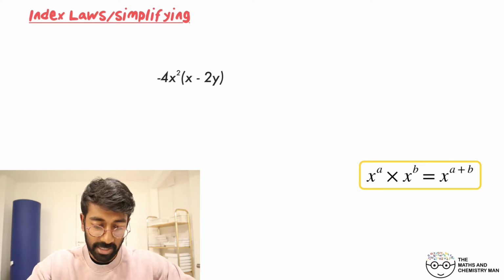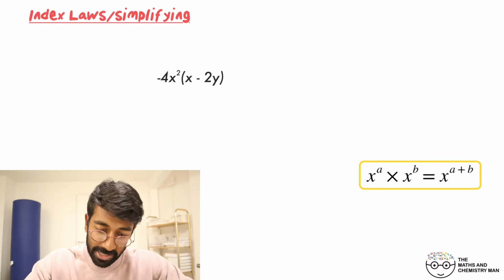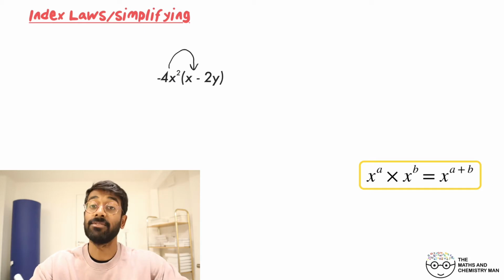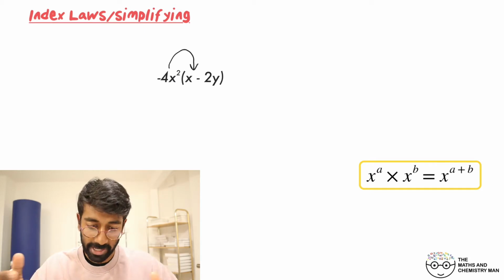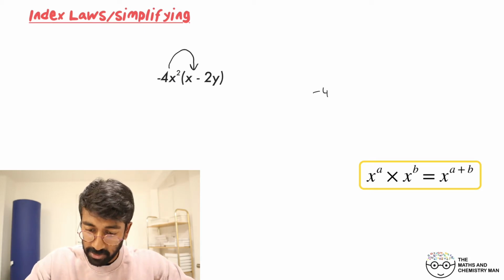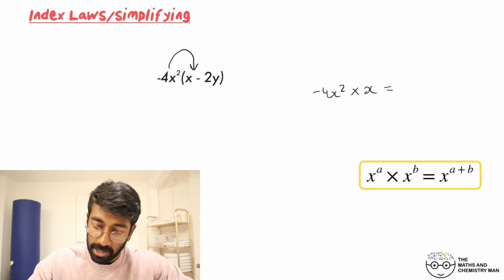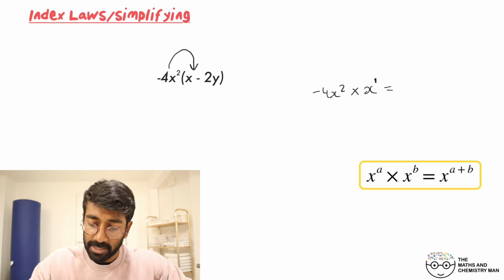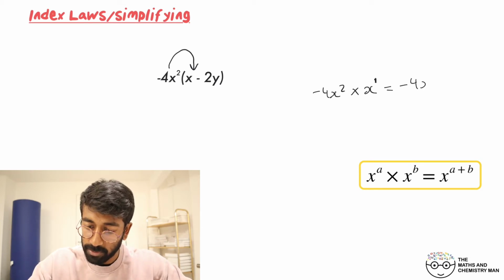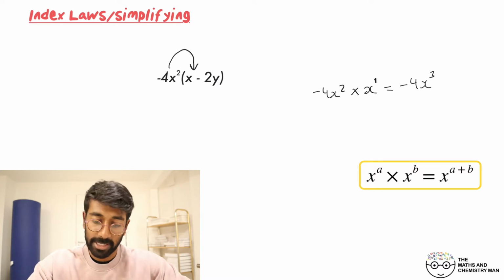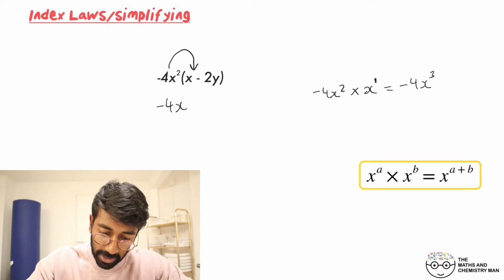Take whatever's on the outside, multiply it by the inside. But beware this time that you've got a negative number on the outside. That's negative 4x squared. So we're doing minus 4x squared multiplied by x. And so using our index laws again, we can pretend that's a 1 over there. So we've got minus 4, add the powers, x to the power of 3. So that's the first part, minus 4x to the 3.